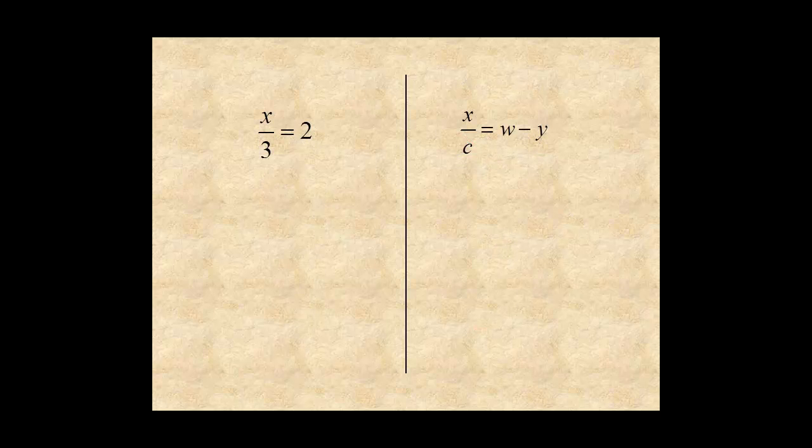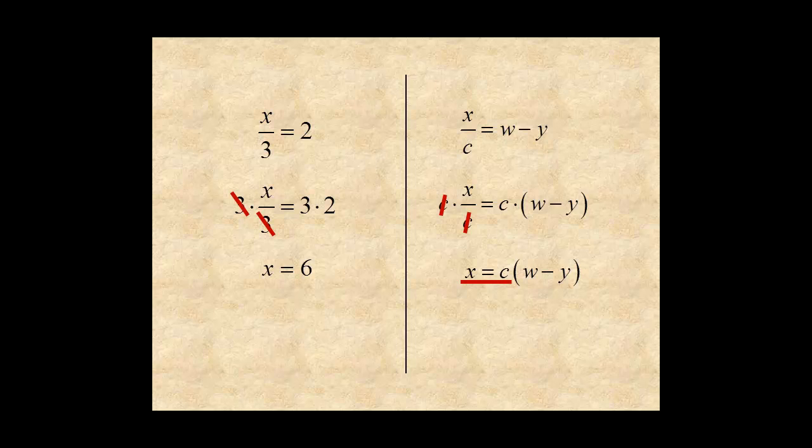For the fourth example, solve the equation on the left by multiplying both sides by 3 for the solution x equals 6. On the right, multiply both sides by c for the solution x equals c times w minus y. You could also distribute c for x equals cw minus cy.